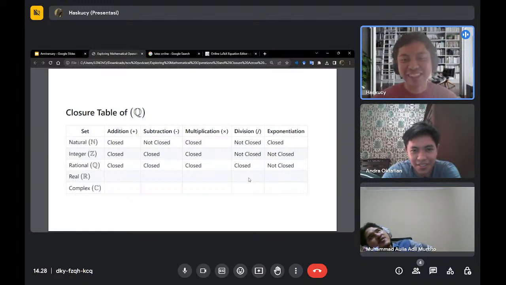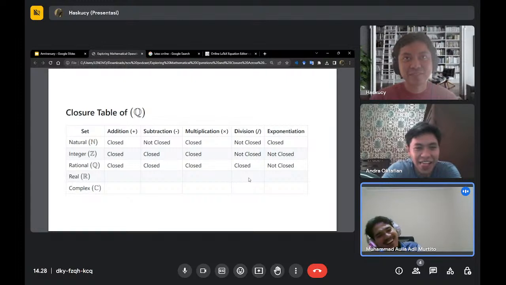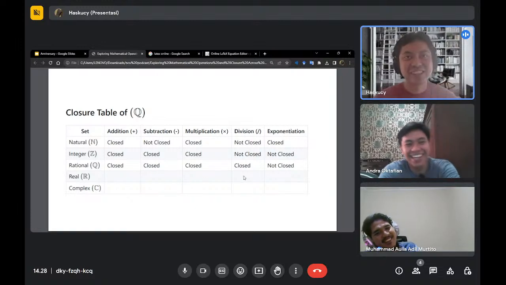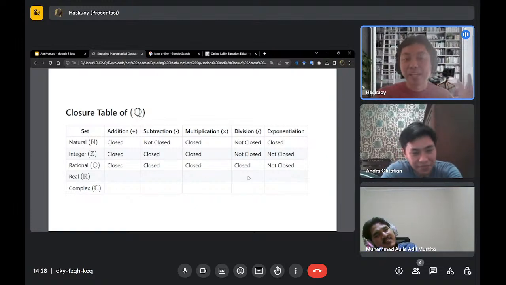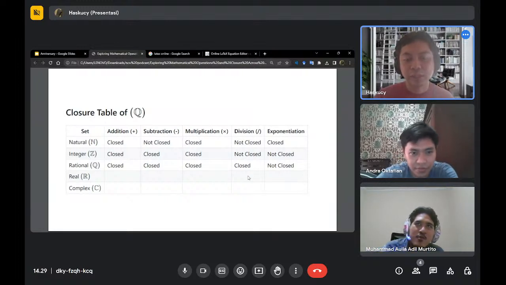Why? You can say closed or not closed, but you have to show me why. In the math community, like a researcher in math, a PhD researcher, you have to show why. You have to give some insightful, logical reason why this is true or not.